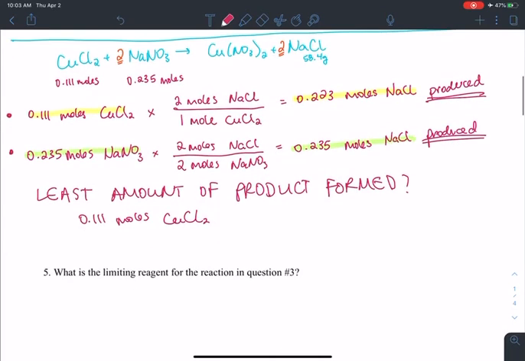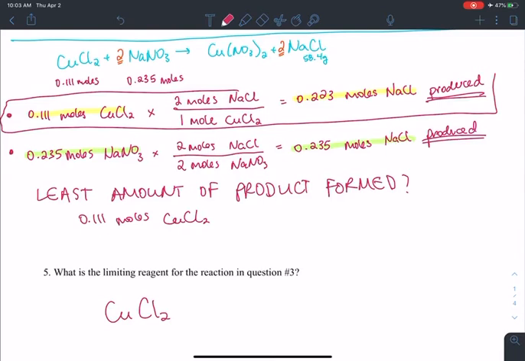So if you just look ahead really quick, what is the limiting reagent for this reaction? Well, that's going to be the copper 2 chloride. The reason for that is because it resulted in the least amount of product being made. It resulted in the least amount of product being formed, right? Because you see that 0.223 moles of sodium chloride is smaller than 0.235.